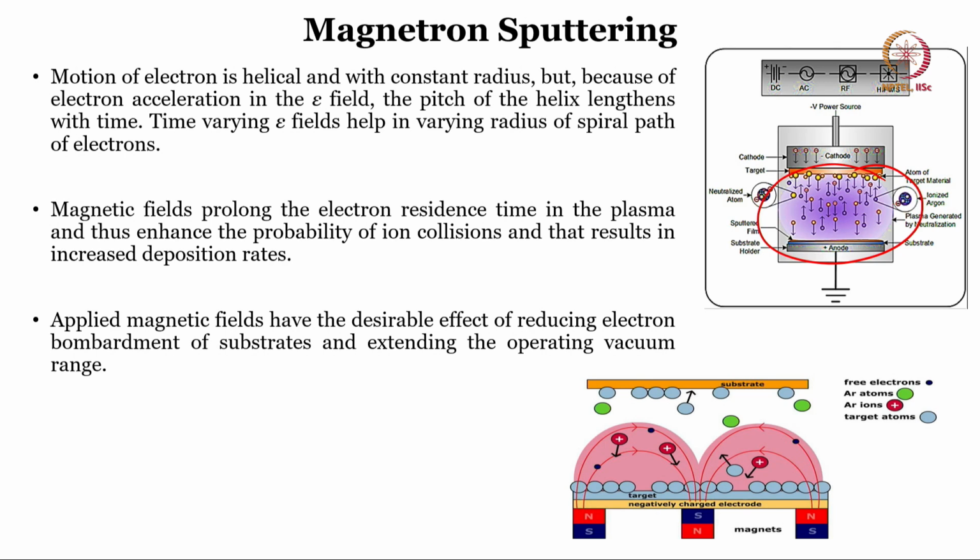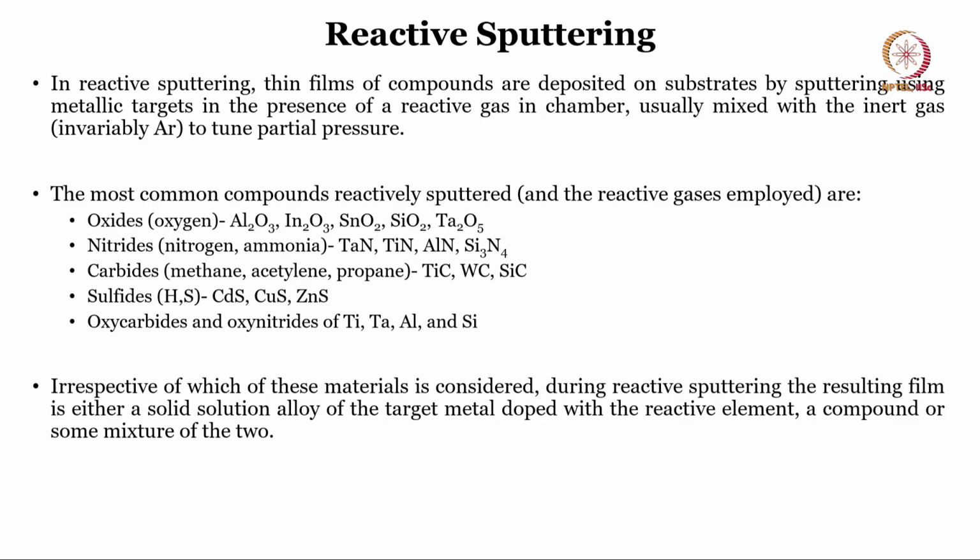Applied magnetic fields have the desirable effect of reducing electron bombardment of substrates and extending the operating vacuum range. This is the same image where you have magnets, the negatively charged electrode, and a substrate, and because of the presence of the magnet, the helix that is formed can lengthen, and the residence time of the electron in the plasma increases. Okay. So, that is the advantage of magnetron sputtering.